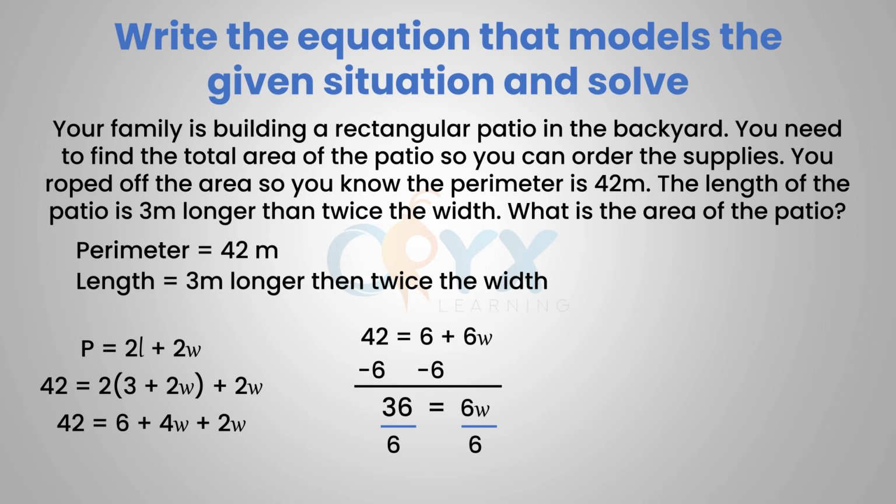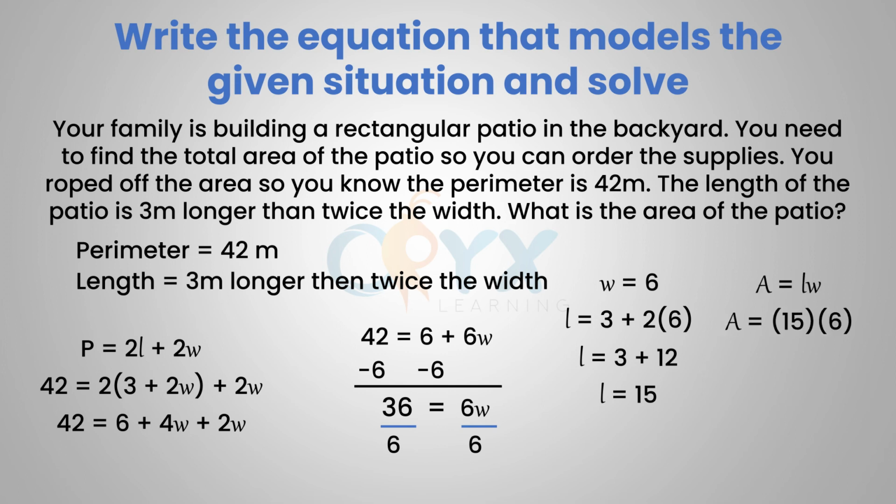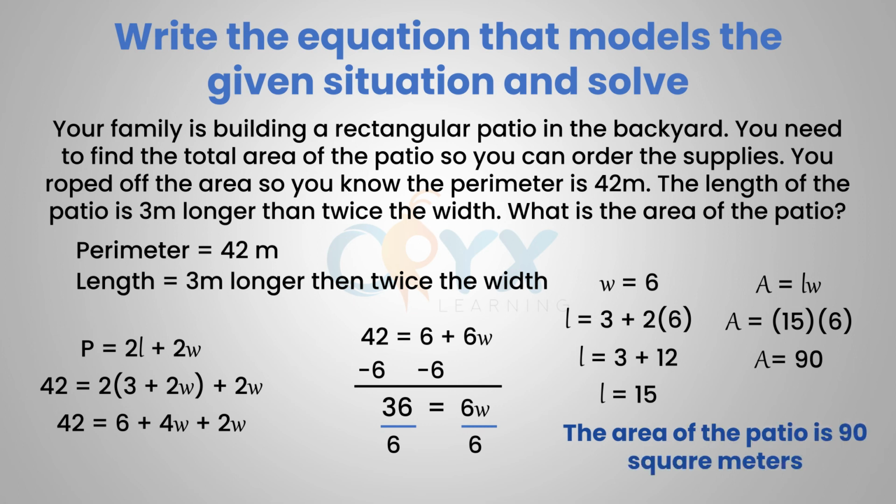Now let's make sure we answer the question that is asked. The question that is asked is to find the area of the patio, not the width. So if area equals length times width, and the width is 6, then the length is 3 plus 2 times 6, or 3 plus 12, which is 15. Therefore, the area will be 15 times 6, and 15 times 6 is 90. Don't forget to put your labels. The area of the patio is 90 square meters.